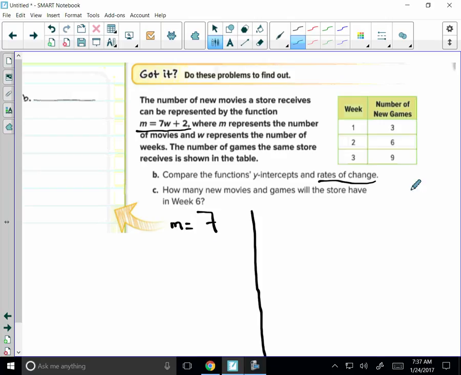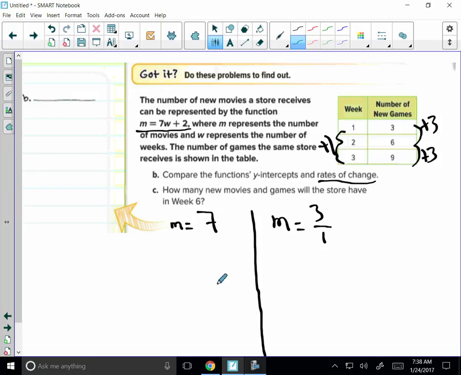Now, to find this slope, remember you need to find the difference. To get from 3 to 6, I add 3. 6 to 9, I add 3. Now on this other side, they're going up by 1 every time. So my slope for the table is m equals 3, or you can put 3 over 1, either way.